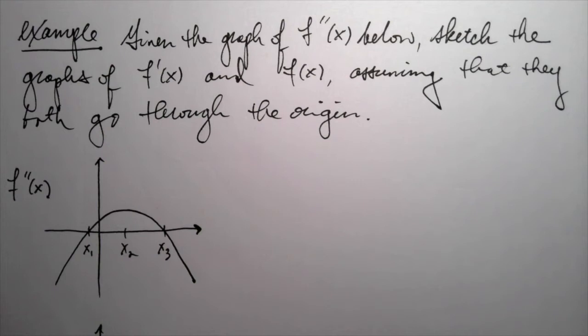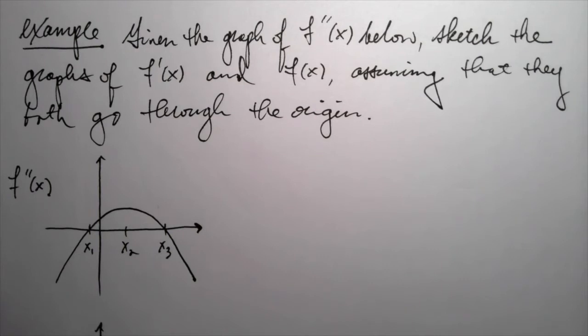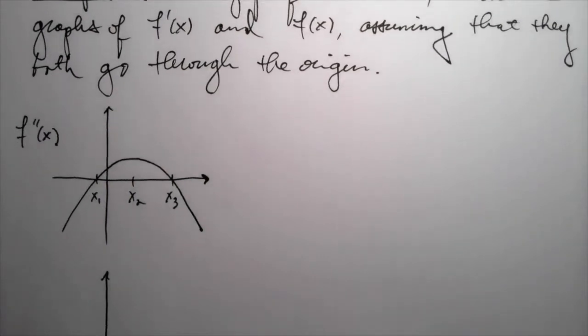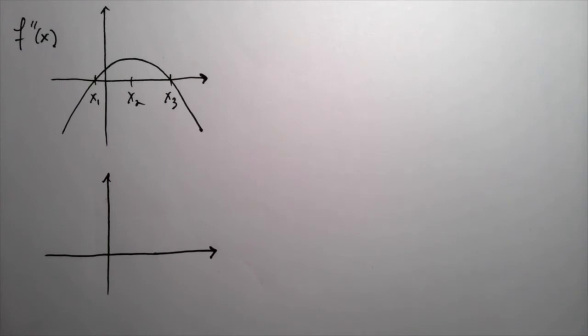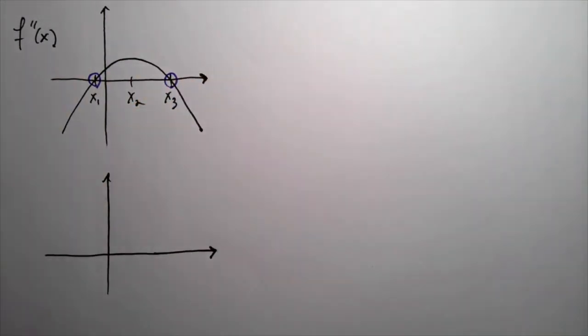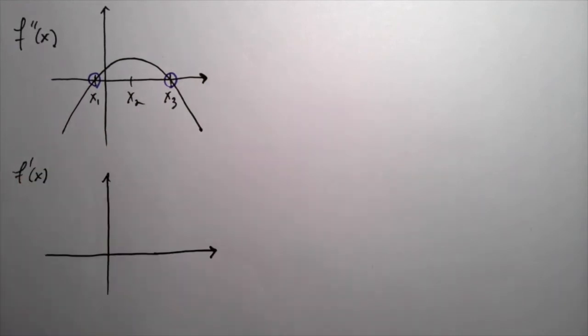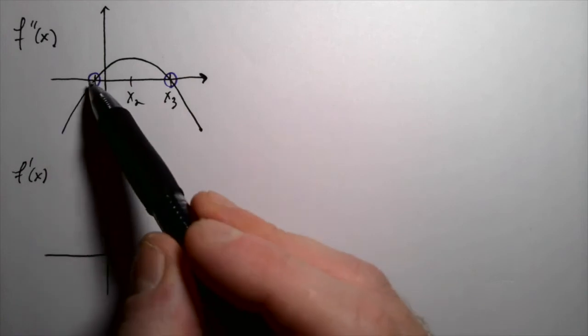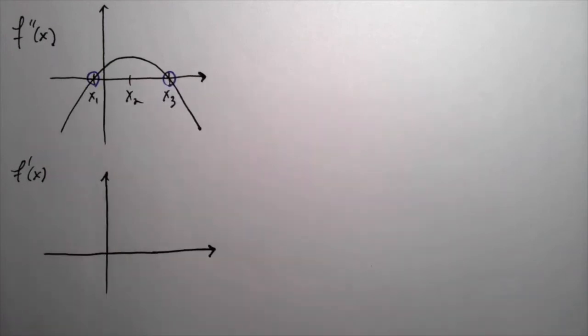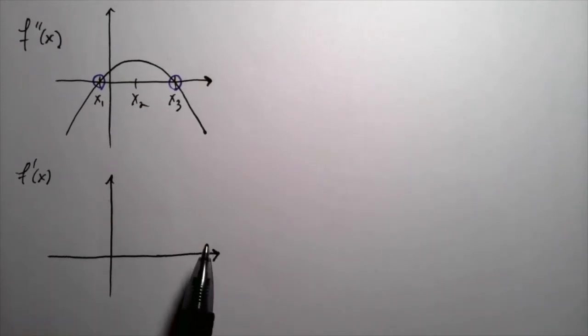Okay, in order to do this, I've included these 3 points, x1, x2, and x3. And now we need to start thinking about what this means here on the second derivative. So at x1 and x3, the second derivative is 0. So ultimately, those will be inflection points on the original graph. But before we get to that, let's just think of the second derivative as the derivative of the first derivative. If the second derivative is 0 here, those are like critical values for the first derivative. Those will be spots where the tangent line to the graph we're trying to draw is flat.